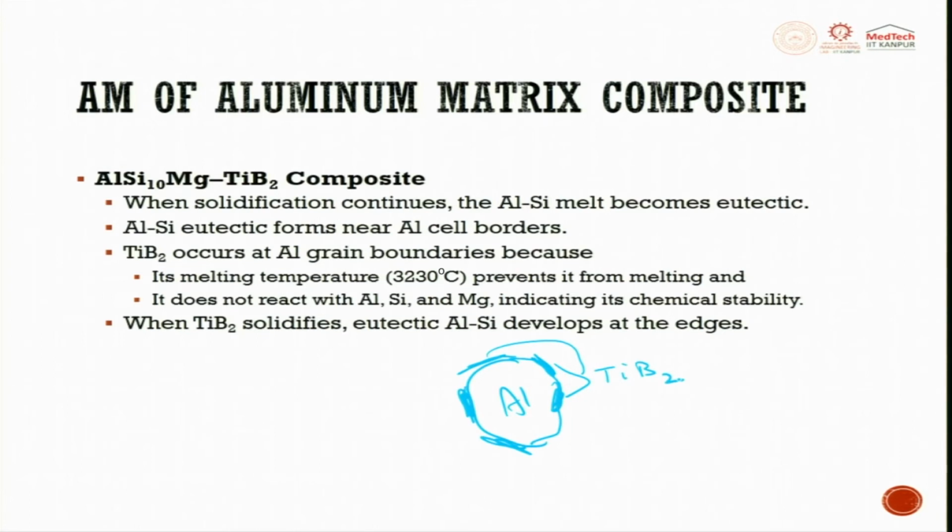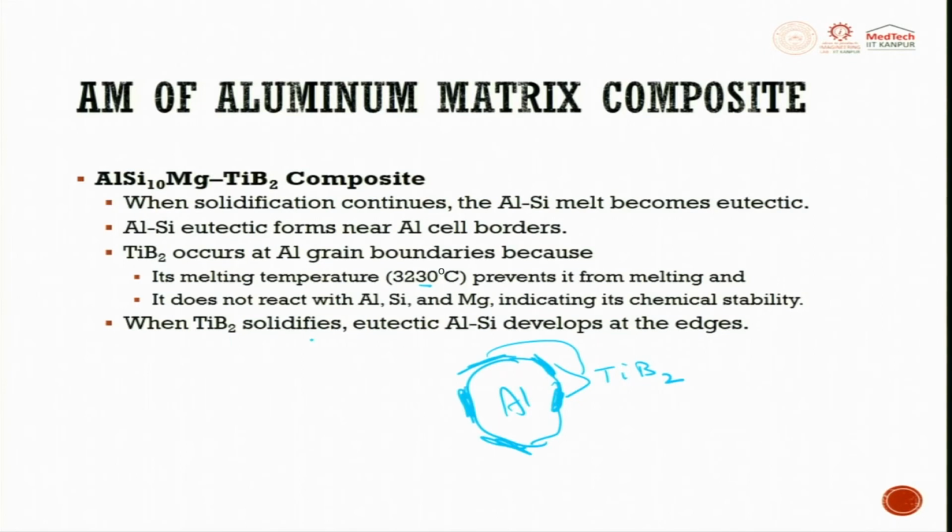TiB2 occurs at Al grain boundaries because its melting point is 3230 degrees Celsius, preventing it from melting. It does not react with AlSiMg, indicating its chemical stability. So it will all be pushed out to the grain boundary, and all the dislocations will be arrested by the TiB2 along the grain boundary.